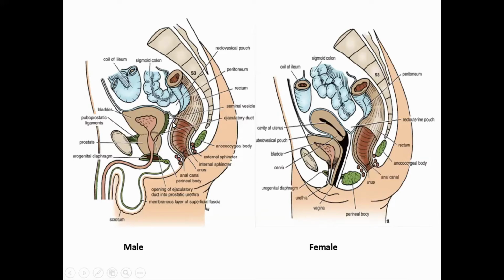Anterior relations are different in case of the male and the female. In case of the male, anteriorly, the upper 2/3 of the rectum, in both male and female, is covered by the peritoneum. See, this light blue is the peritoneum. So only the upper 2/3 of the rectum is covered by the peritoneum.